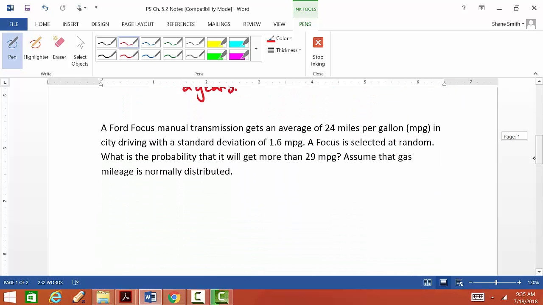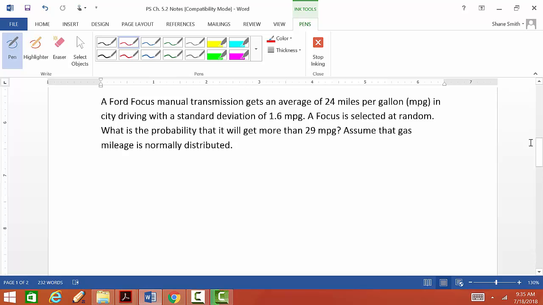So let's do the same thing for this Ford Focus one. A Ford Focus manual transmission gets an average of 24 miles per gallon. So you should have gotten the mean of 24. The standard deviation of 1.6. A Focus is selected at random. What is the probability it will get more than 29?